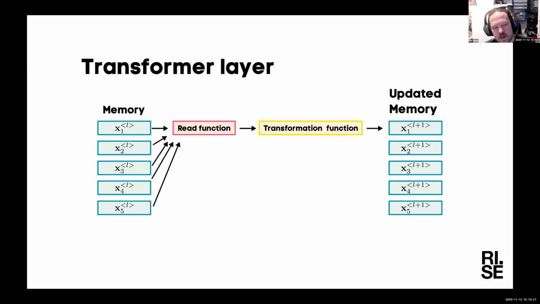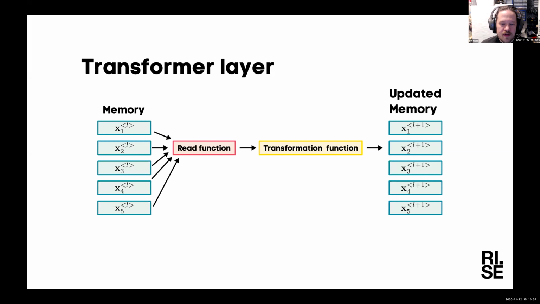And then we have a mechanism which updates the memory. This is a transformer layer. It consists of, simplified here, a read function and a transformation function. The transformation function is typically a couple of dense neural network layers, typically one hidden layer using a ReLU activation function. But the read function is where the heart of the transformer really is. That's where we'll find this attention mechanism.